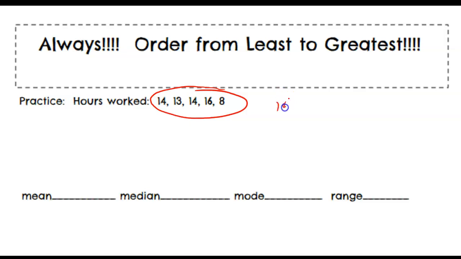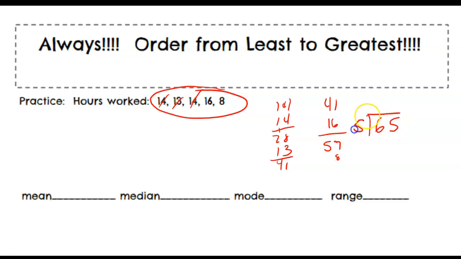Okay, so to find the mean, we're going to add all these numbers up. So 14 and 14 is 28. Plus 13 is 41. So I've used 14, 14, and 13. 16 is 57. Plus 8 is 65. And I'm going to divide by 5, which gives me 13 as my mean. I'm going to put these in order from least to greatest.